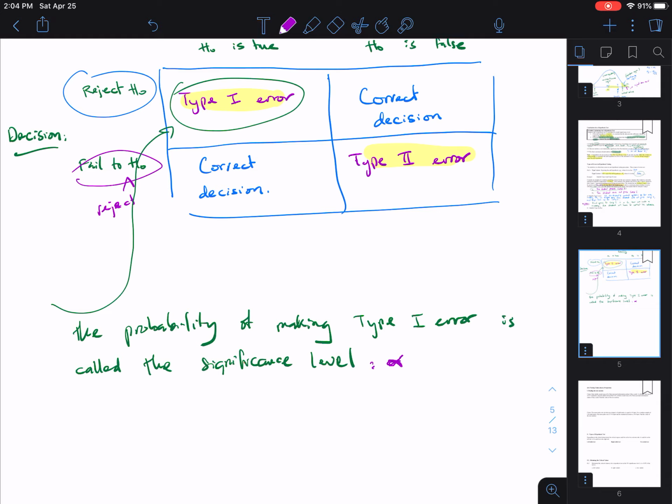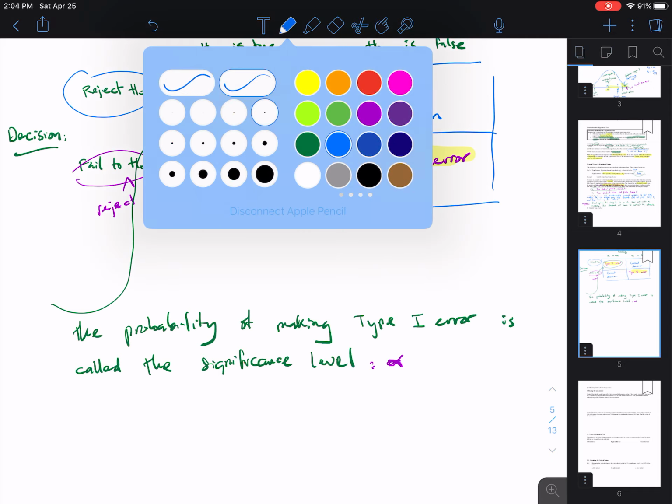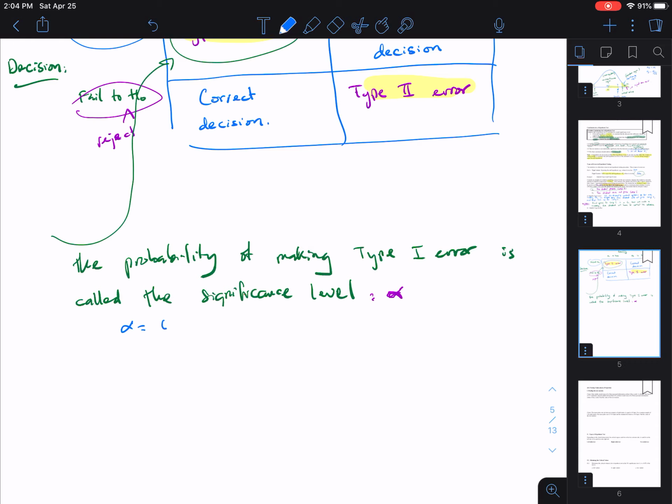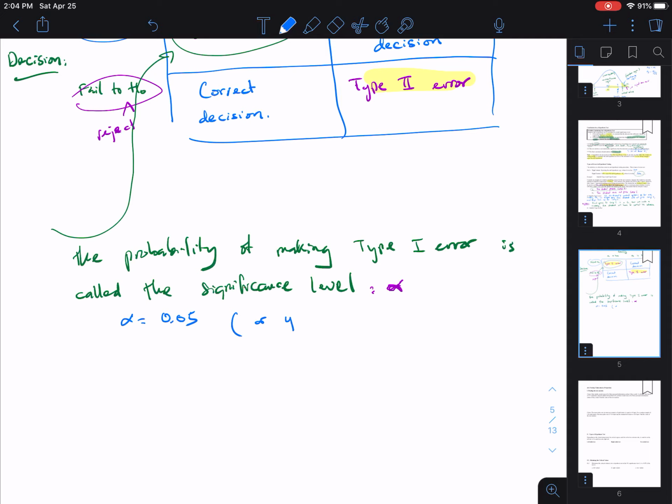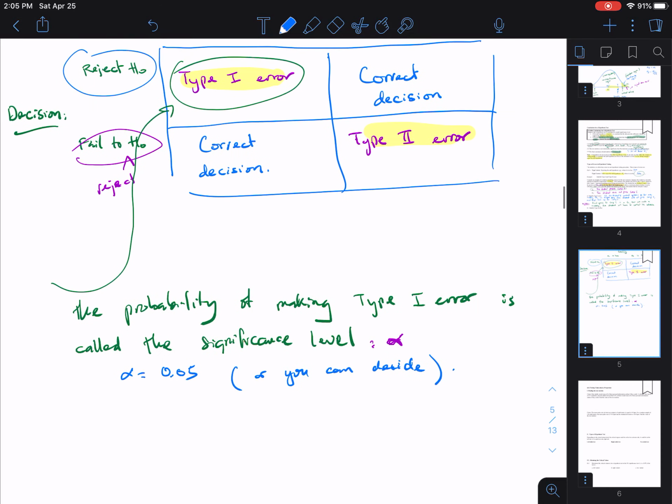We want to make sure about the likelihood that we make these mistakes, that we reject something that is true. So let's assign alpha, and alpha is usually pretty standard. Alpha usually is 0.05. Most practice uses 0.05, or sometimes you can decide, if it's not given in the problem. Well, what is the probability of making a type 2 error? This is called beta. Beta is the probability of making a type 2 error.